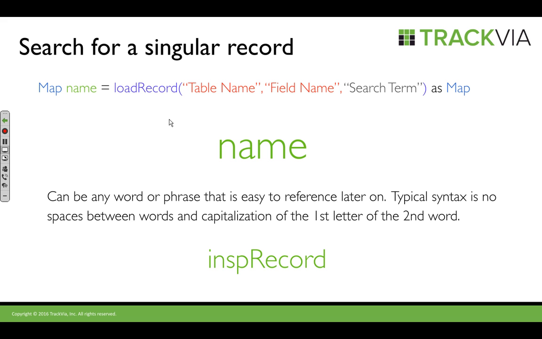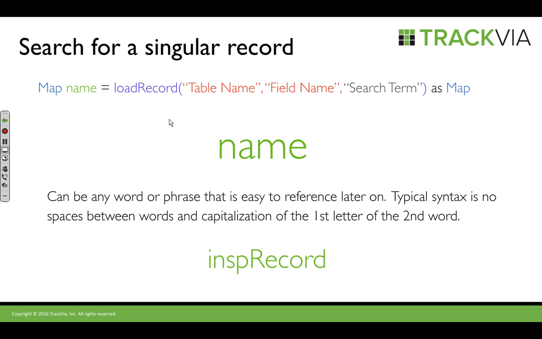In the syntax where you see name, it's actually any word or phrase of your choosing that's easy for you to reference later. So it's the name of the map. We're naming the map. Typically, if you're using two words, the first word is not capitalized, and the first letter of the second word is capitalized. So below I have INSP record, inspection record, and I want to show you the context there.